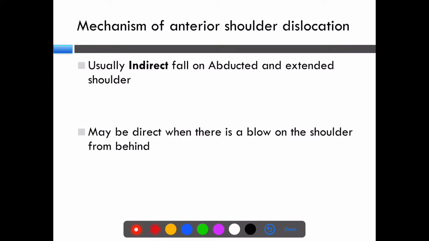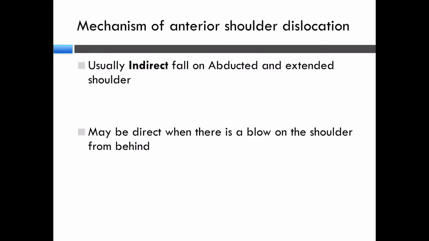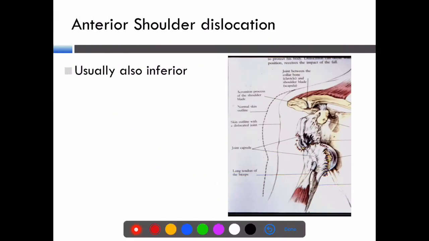The mechanism of injury is mostly indirect, with a fall on an abducted and extended shoulder, or there may be a direct blow to the shoulder. As you can see, this is the capsule, and this is the hole in the capsule, from where the humeral head has come out. This is the torn part of the capsule and the rotator cuff sleeve. And there is an inferior component, that is the humeral head has subluxated not only anteriorly but anteroinferiorly.